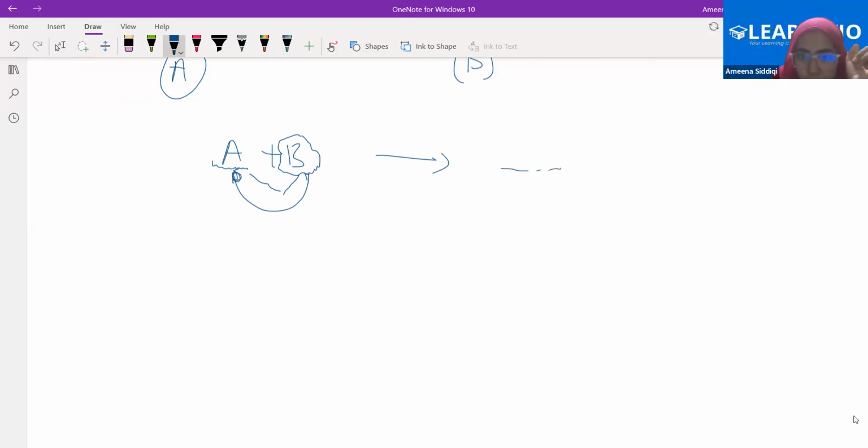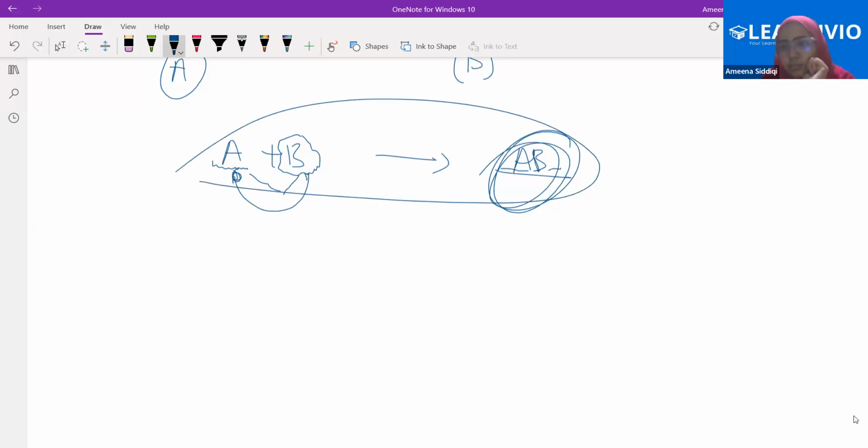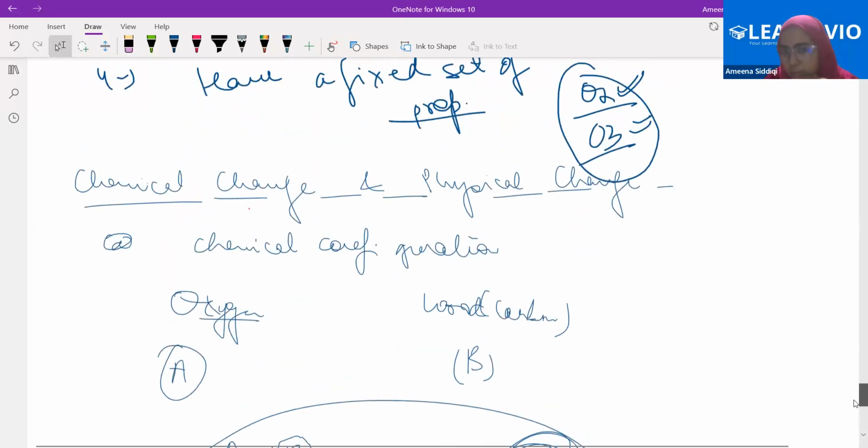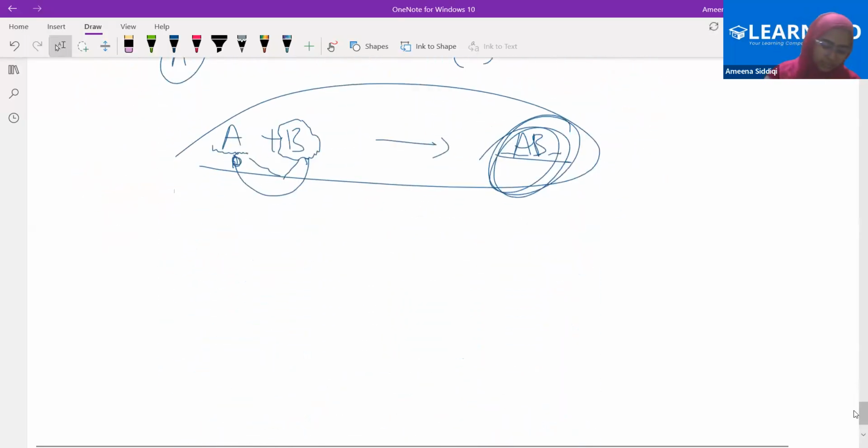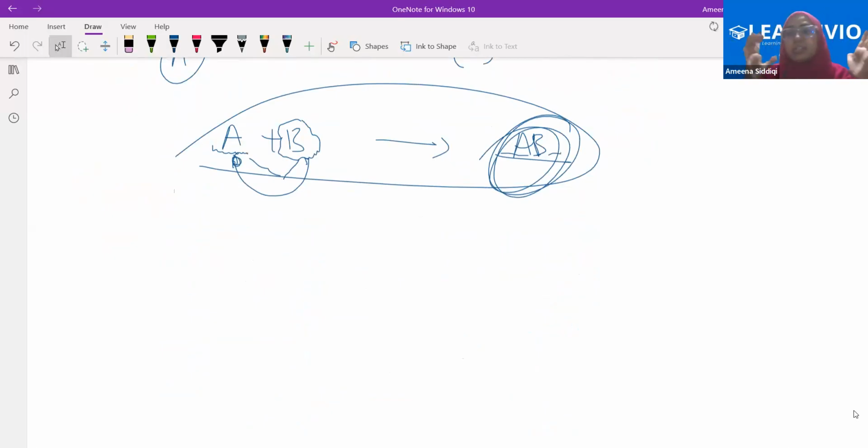Now this forms a completely different product, that is AB. This has a completely different electronic or chemical configuration, right? Therefore, burning of wood is a chemical change. You getting it? Any problem till here? So what happens when there's a change in the initial state and the final state? That clearly means a chemical reaction has taken place.